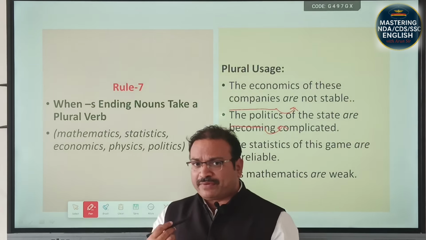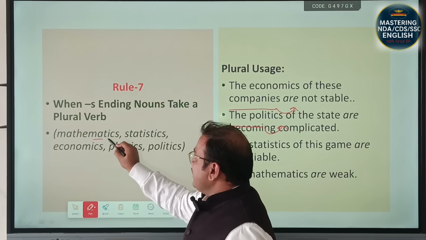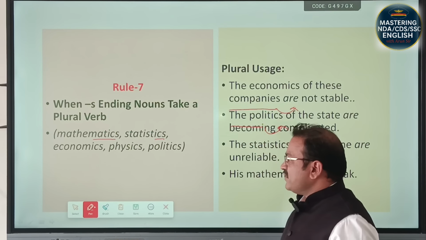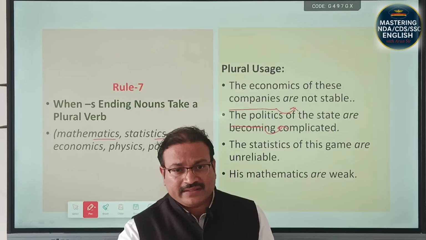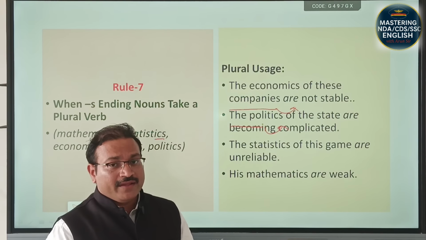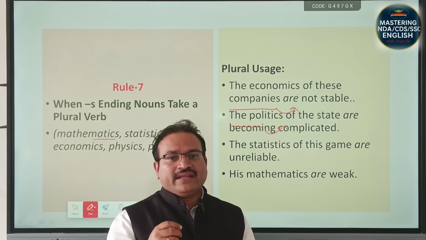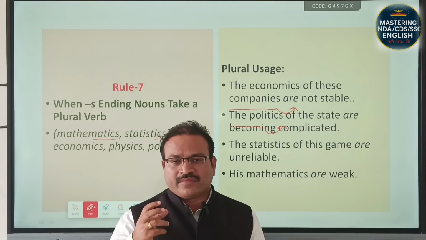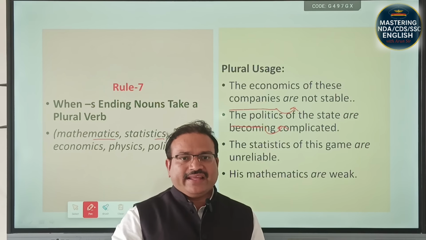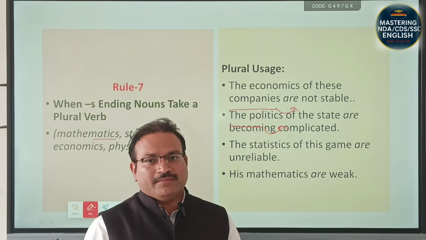an exception to the previous rule. The same nouns ending in s, politics, mathematics, statistics, physics, but here they are treated as plural and they take a plural verb. Why? When these nouns refer to something specific, something special, or somebody, in that case these nouns become plural and they take a plural verb.